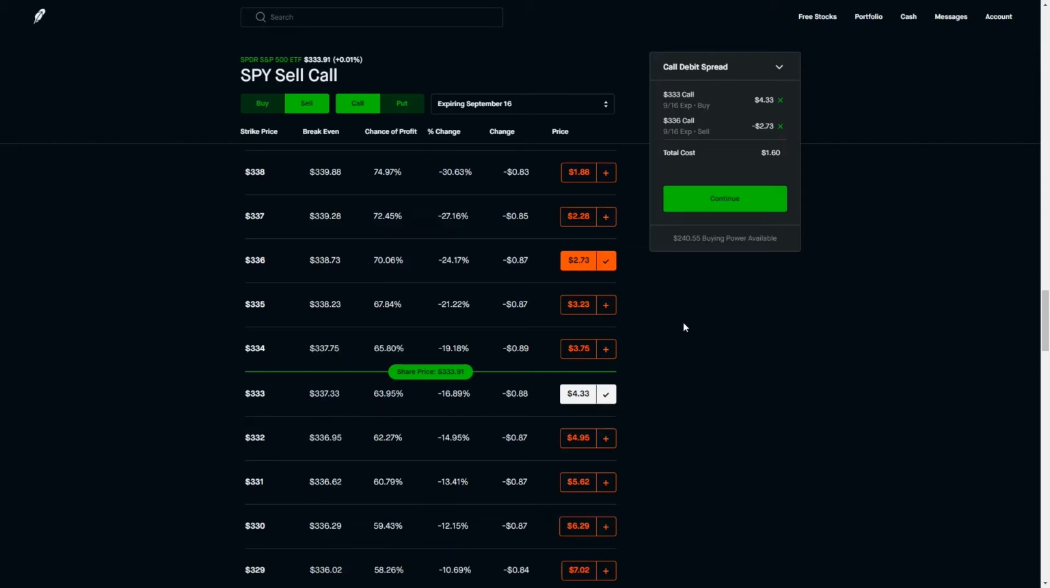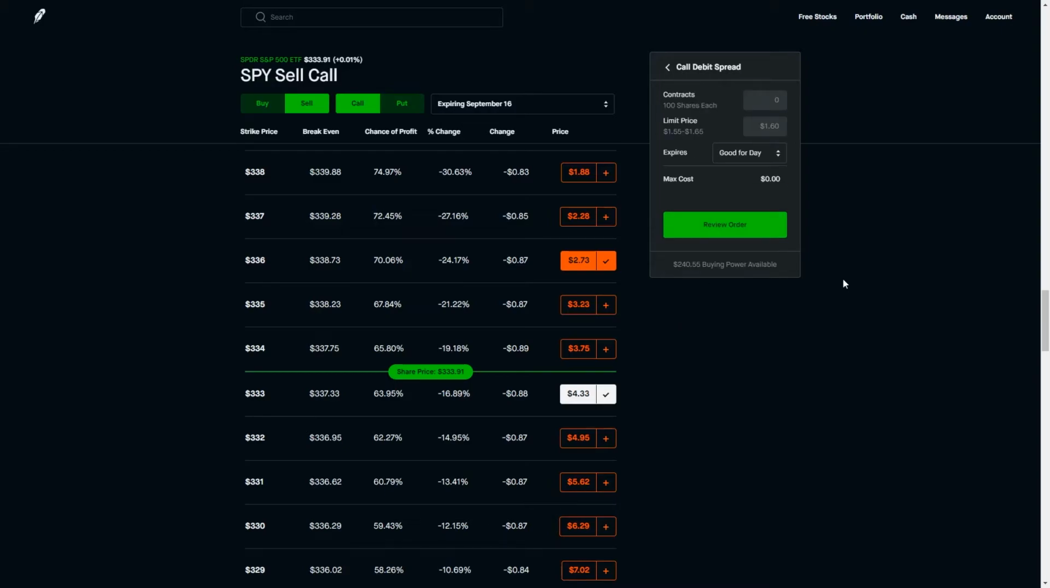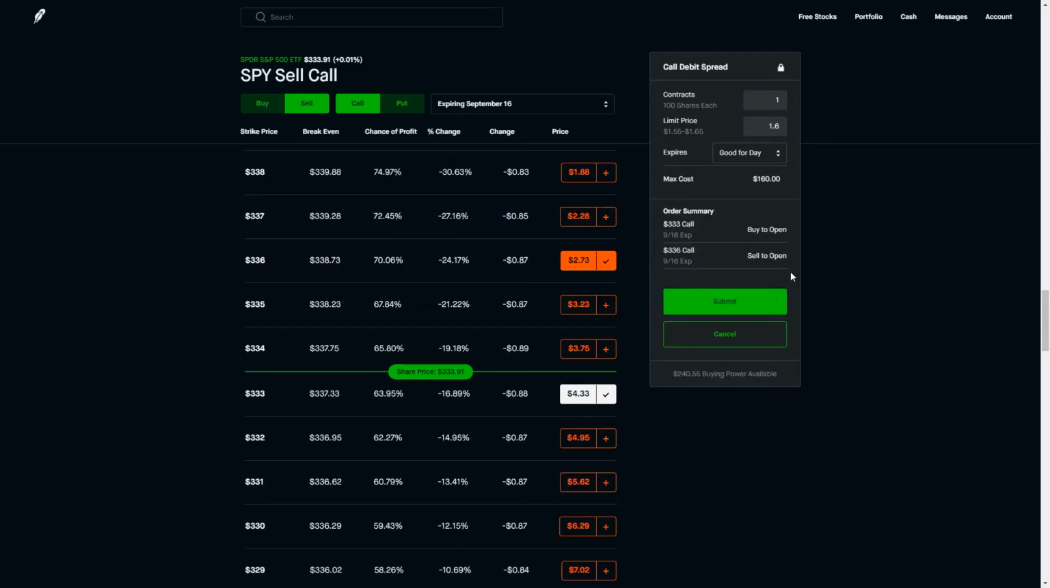You can also close your spread at a loss instead of letting the spread expire. But to place the order, you would click continue, and you want to put the amount of contracts you want to buy. So I want to buy just one debit spread. And for the limit price, you can either stay at 160 or you can go closer to the bid or the ask, but you'll get filled a lot faster if you go closer to the ask. Then you want to click review order. Then you want to click submit order and then wait to get filled.